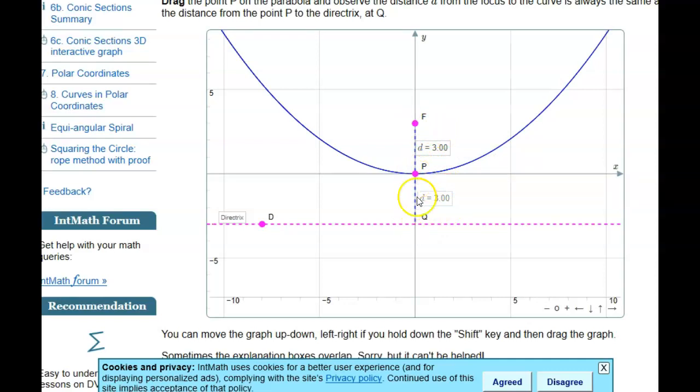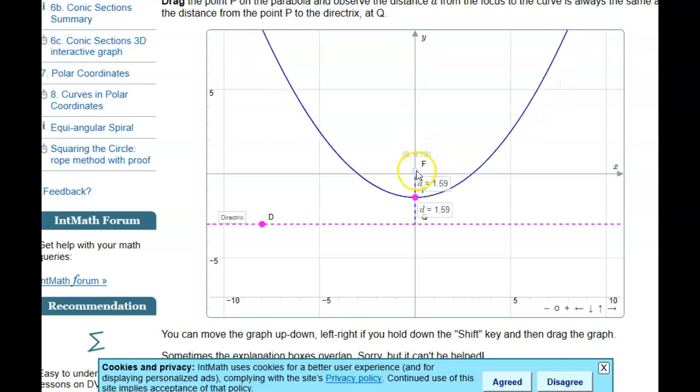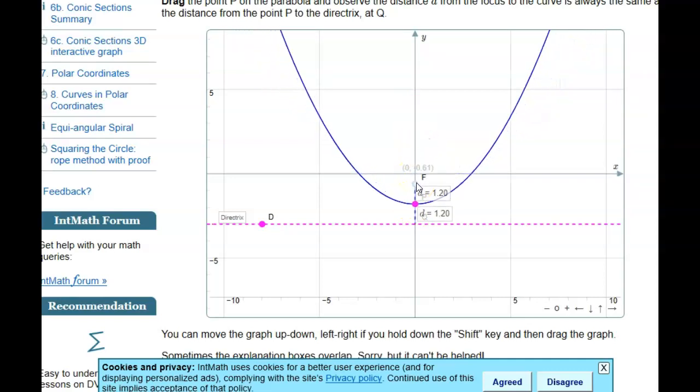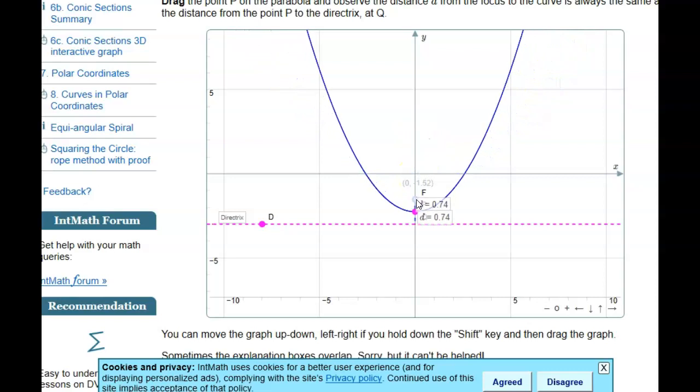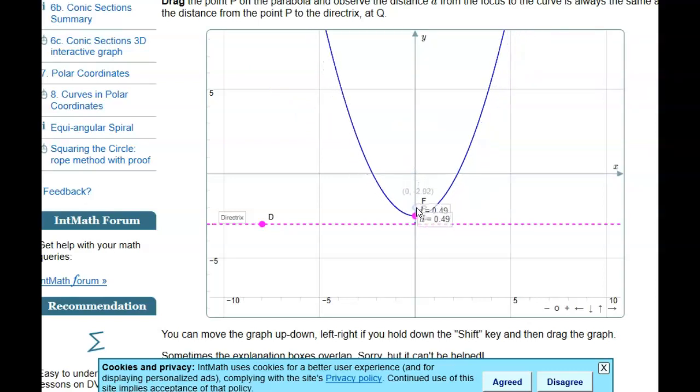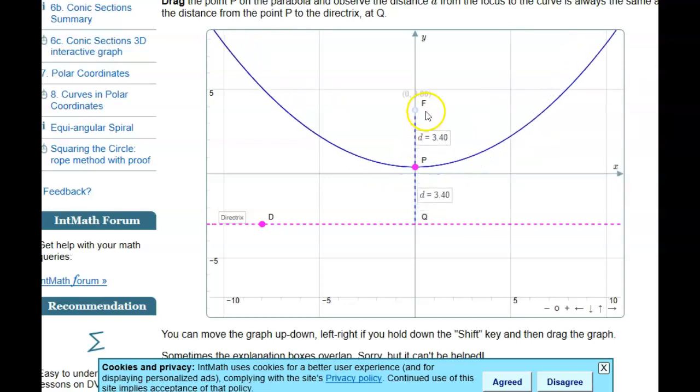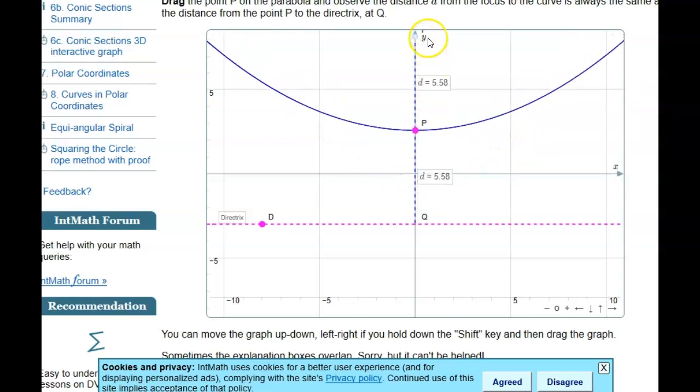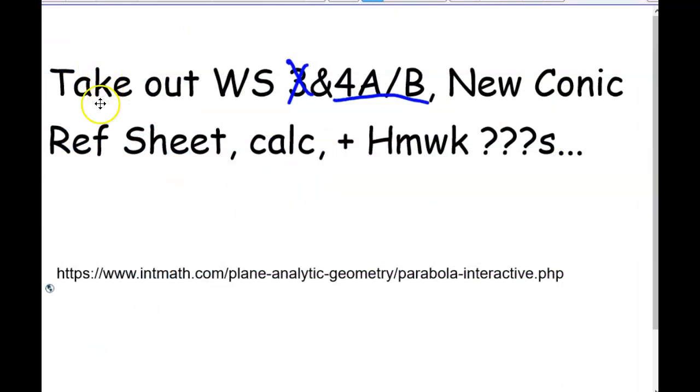Then one more thing, the focus: the closer it is to the vertex, what happens to the parabola? It gets very narrow, okay? And the further it is away, the wider or flatter the parabola gets. Those are the only two things I wanted to revisit with that.